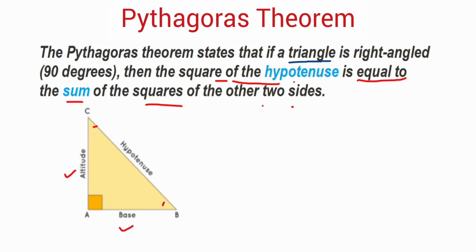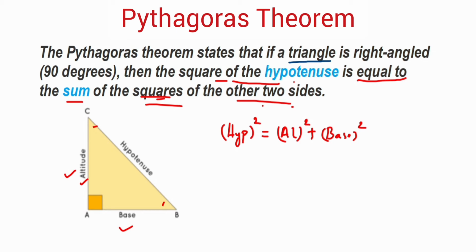So in general, how can I write this? I'm writing hypotenuse as HYP, so HYP square, that is hypotenuse square, is equal to the sum of what? The sum of the squares of the other two sides, the altitude and base. I'll write AL for the altitude, so AL square plus base square, that's it. So this is the Pythagoras theorem.